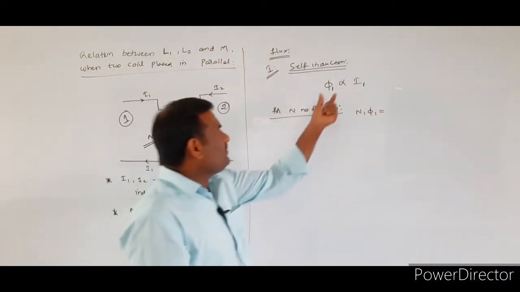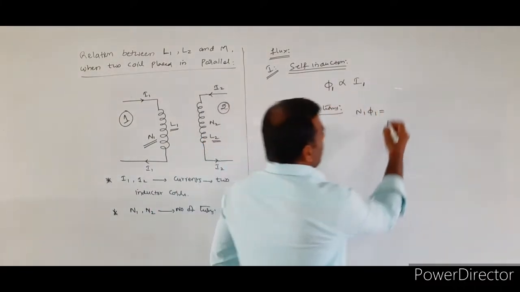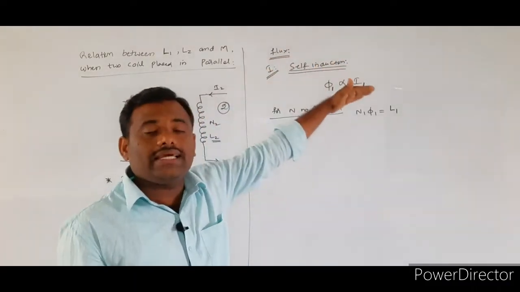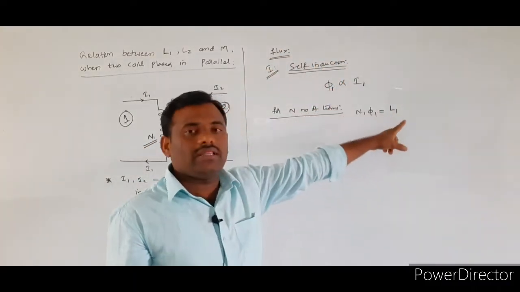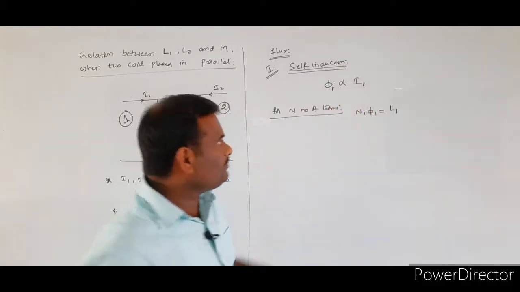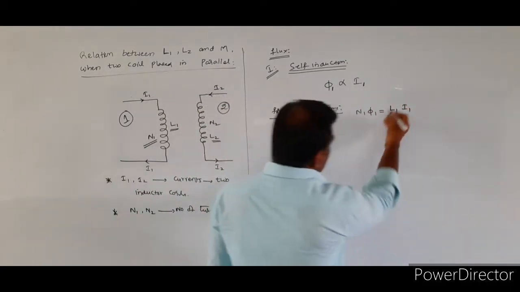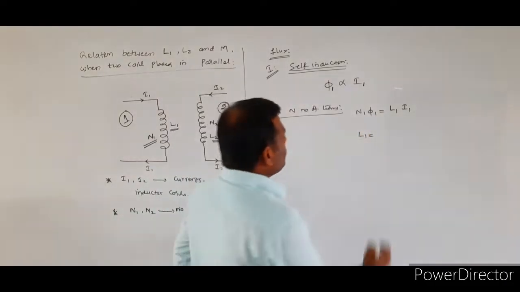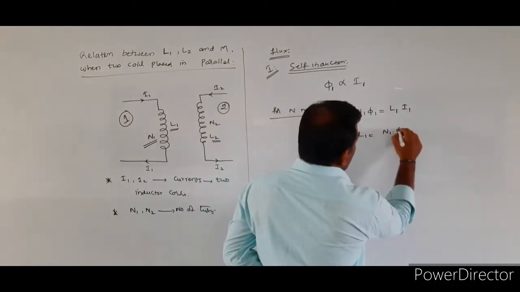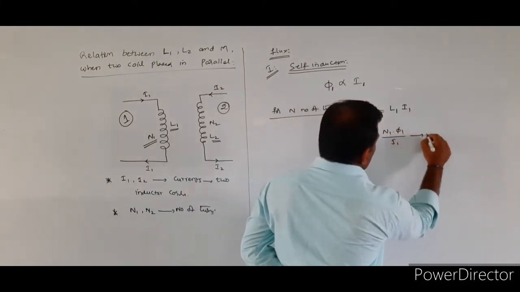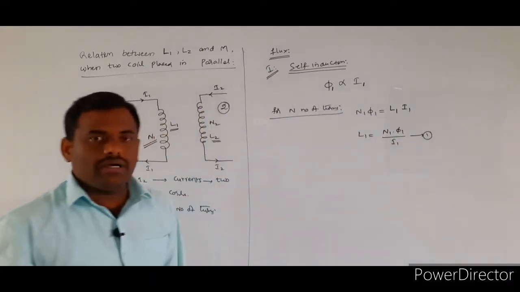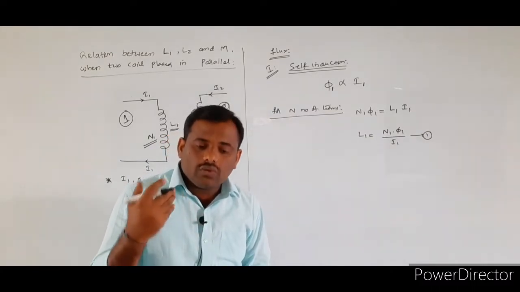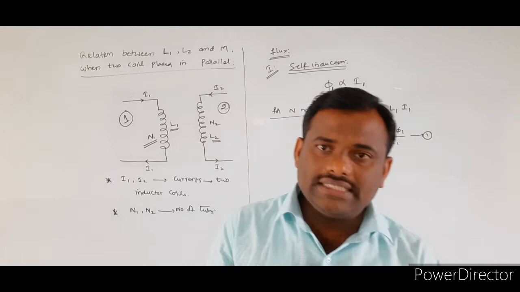If you want to remove the proportionality, we have to introduce the proportionality constant. Since the phenomena we consider here is self-induction, the constant is L1, so N1 phi1 equals L1 into I1. From this, L1 is equal to N1 into phi1 by I1. Equation number 1. So once again, we are going to discuss the physical quantity, that is nothing but flux.